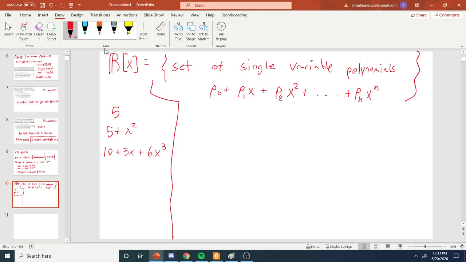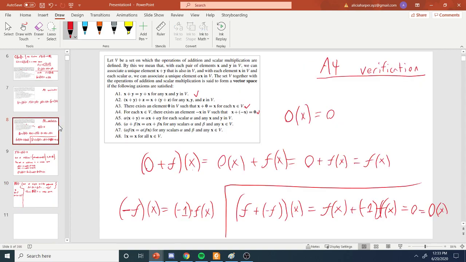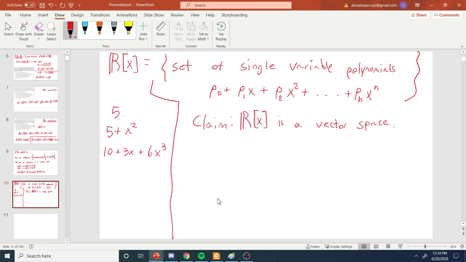So here's the claim. R of x is a vector space. So what we want to do is verify this. And the verification process will essentially go the same way that it went in previous examples. We'll choose some axioms to look at and verify those specifically, and I'll leave the rest to you as an exercise to verify if you are bored.